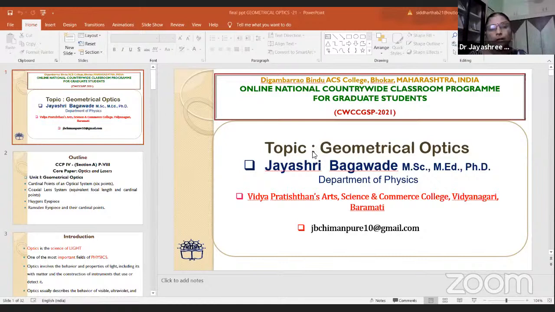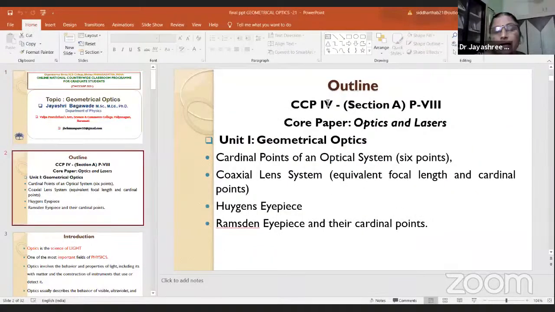See here, dear friends, now our topic is especially geometrical optics. As far as this topic is concerned, in the next slide I have given you the idea about its outline. What is the outline of this particular topic? As per your course, core course compulsory paper number 4 and section A, and I think this is your paper number 8 here. The title of this paper is Optics and Lasers, and this is our first unit in this paper, and that is nothing but geometrical optics.